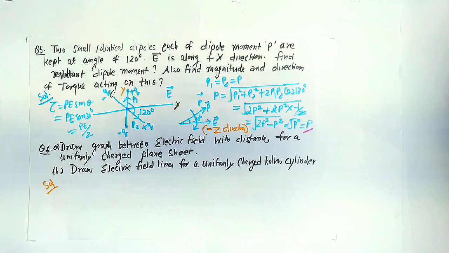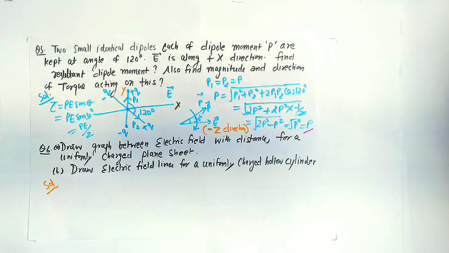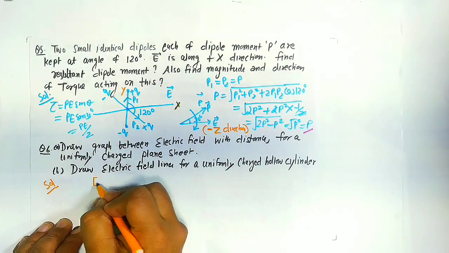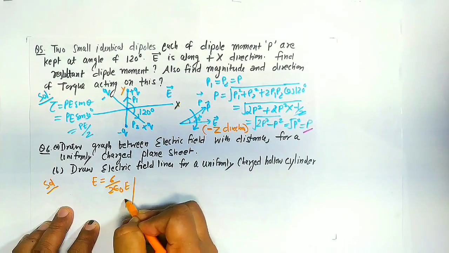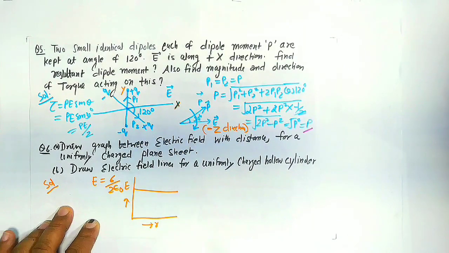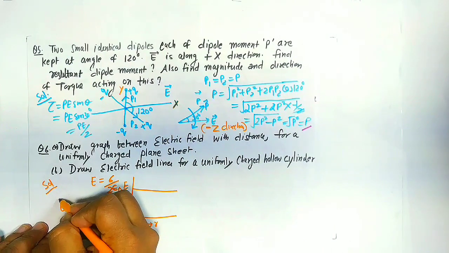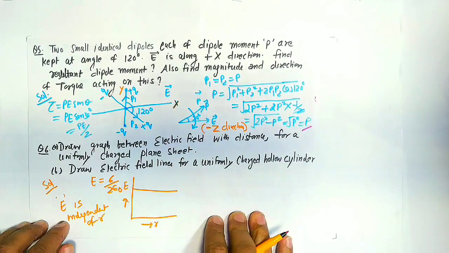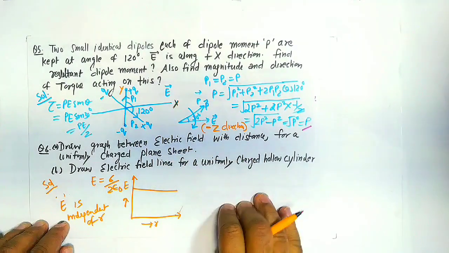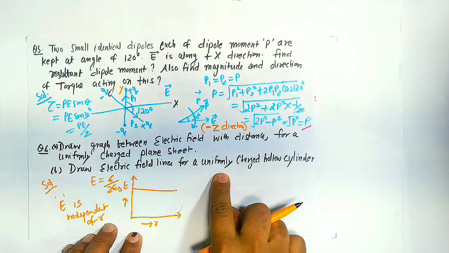Draw a graph between electric field and distance for a uniformly charged plane sheet, and draw electric field lines for a uniformly charged hollow sphere. So first you have to draw the graph for a uniformly charged plane sheet. We have calculated for the plane sheet that E is sigma by 2 epsilon naught. So if I draw between E and R, this graph will go like this, a straight horizontal line. Why? Because E is independent of R. It has no relation between R and E. So E is independent.